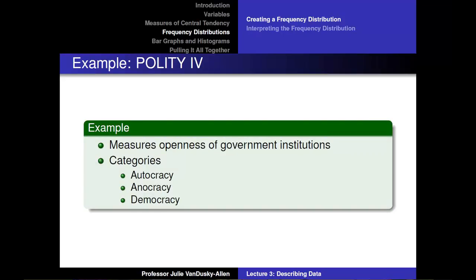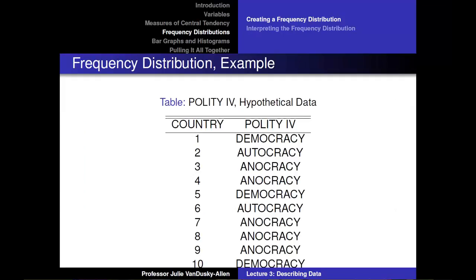As an example of how to build a frequency distribution, I will use hypothetical Polity 4 data. Polity 4 measures the openness of democratic institutions. Polity 4 classifies countries as autocratic, anocratic, or democratic. This is a hypothetical data set of 10 countries. Each country's Polity 4 classification is indicated in the column here. As you can see, there are 3 democracies, there are 5 anocracies, and there are 2 autocracies.